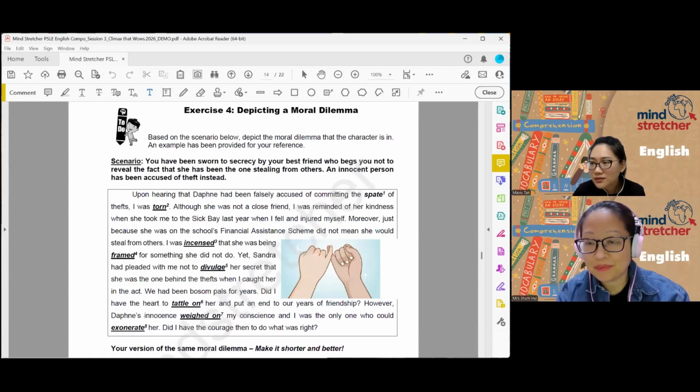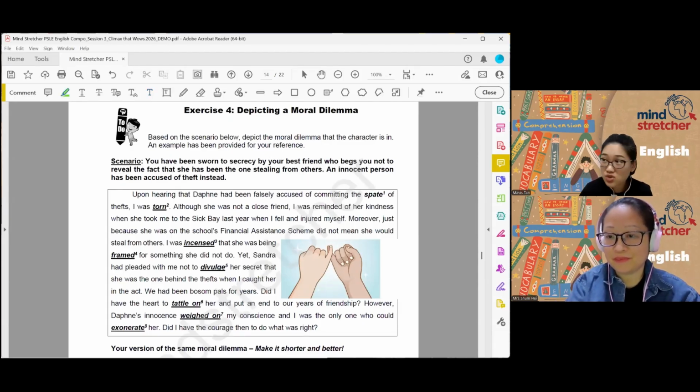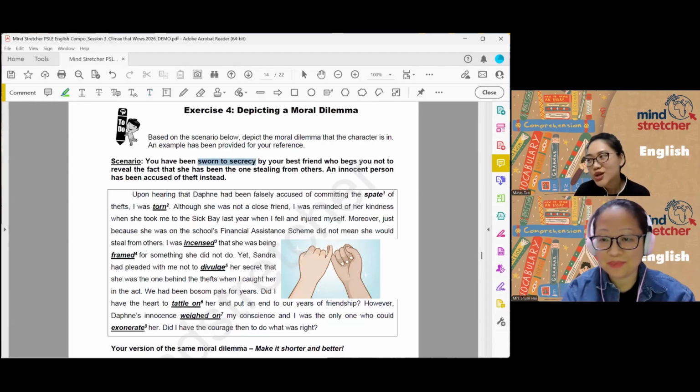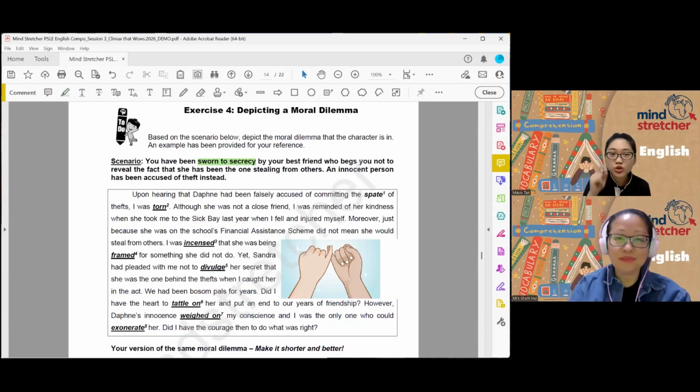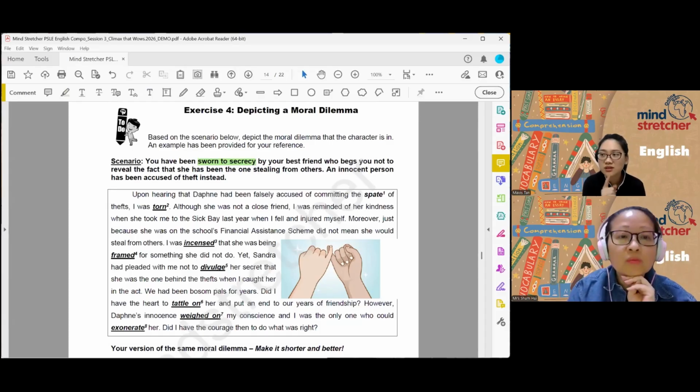But it may not be effective all the time. So let's take a look, okay? You have been sworn to secrecy. You know what sworn to secrecy means? This is a collocation. Sworn to secrecy is a collocation, okay? That means your friend told you to swear not to tell others about the secret. So learn this collocation, sworn to secrecy.